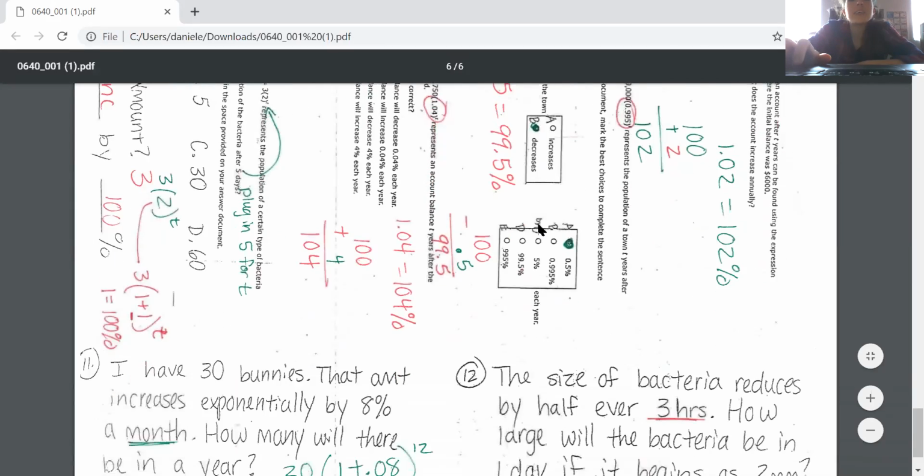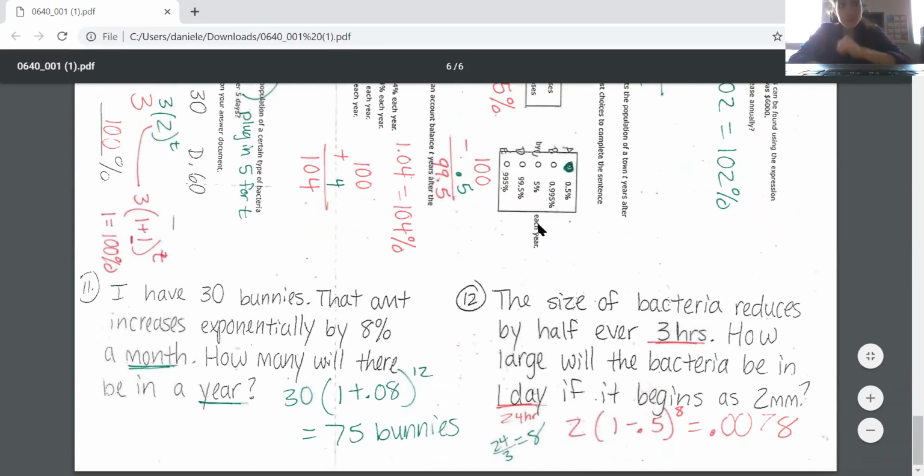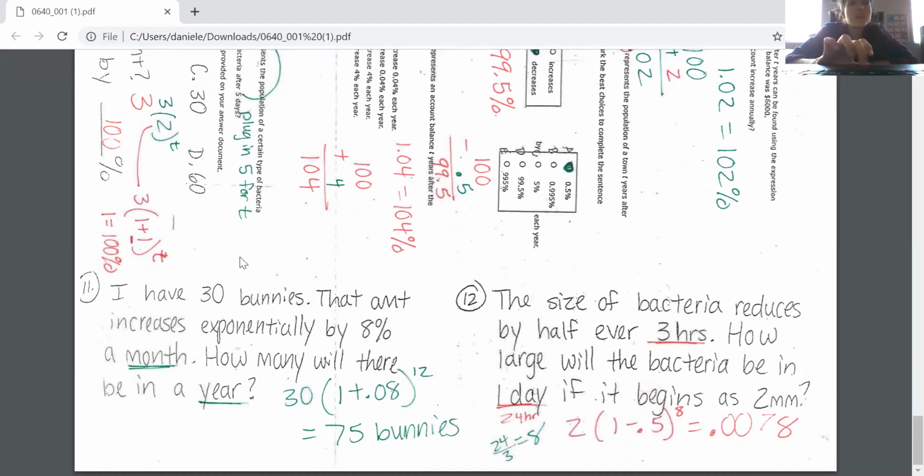Okay? Lastly, 11 and 12 over here on the side. So number 11, if you have 30 bunnies and that amount is increasing by 8%, so start with 30, 1 plus 8% is 0.08. They increase monthly, but it's been a year. So you would ask yourself how many months in a year. That's where we got the exponent of 12. We plug this in the calculator and we find out there are 75 bunnies. You actually get a decimal after that, but you can't have a decimal part of a bunny.